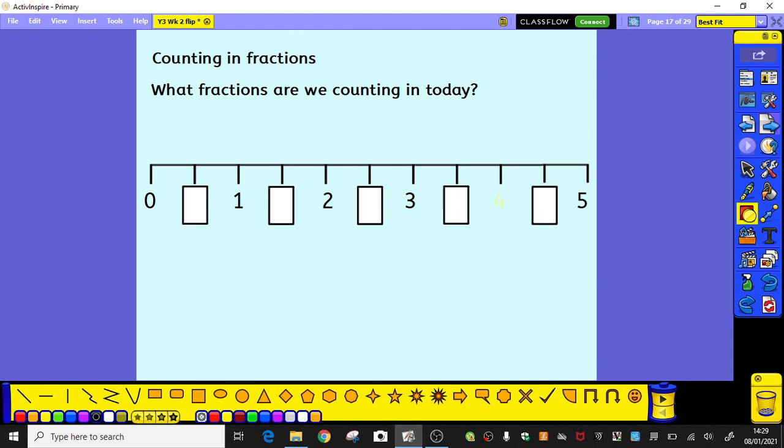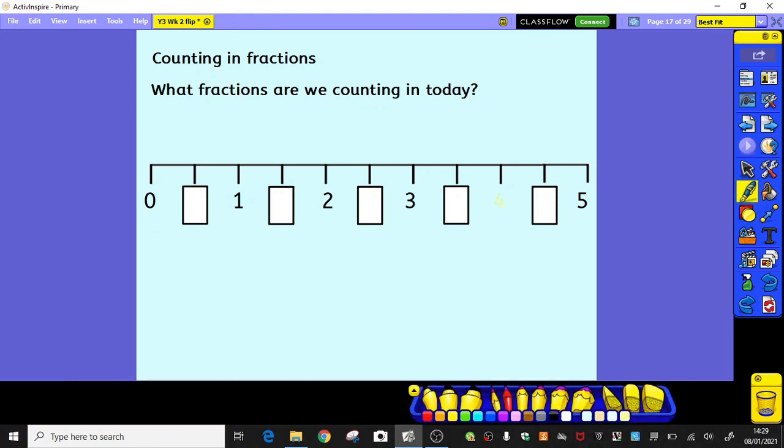We'll start today by counting in fractions again. So, who can tell me which fractions that we're going to be counting in? And how do you know? Well, that's right, we're going to be counting in halves today, because each of our whole numbers on our number line has been divided into two equal pieces. So, we're counting in halves.